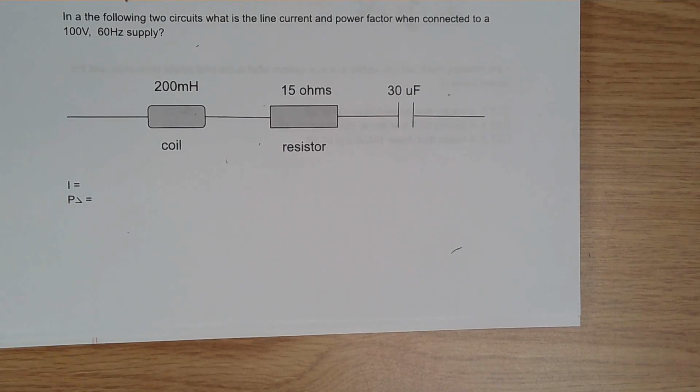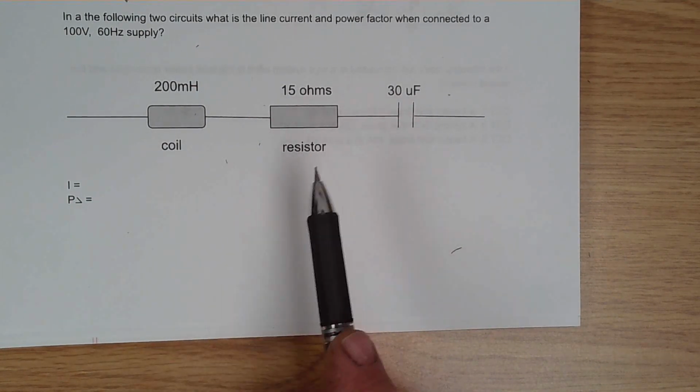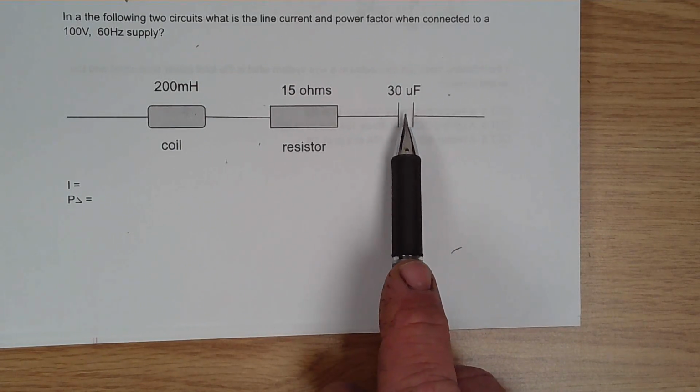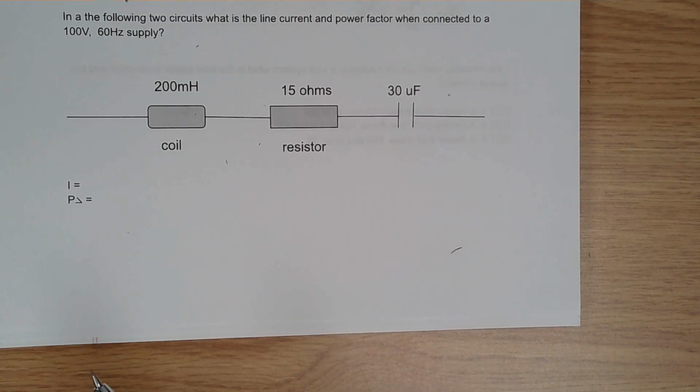All right, we'll go through the answer to question 2 here. So we've got a 200 millihenry coil in series with a 15 ohm resistor and in series with a 30 microfarad capacitor, and we're looking for the total current and the power angle of this series RLC circuit.